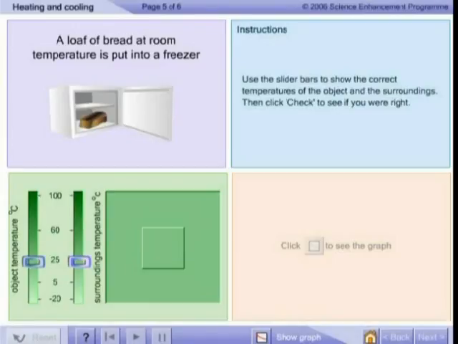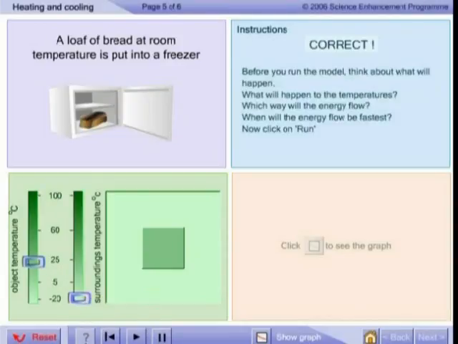Okay, this is the last situation. We can do exactly the same as we did before. Here we've got a loaf of bread at room temperature put into a freezer. Now the temperature of the freezer, the temperature of the surroundings, is going to be less than 0. Let's put it way down to -20. The object temperature, room temperature, we're going to leave it where it is. Check that those temperatures are correct.